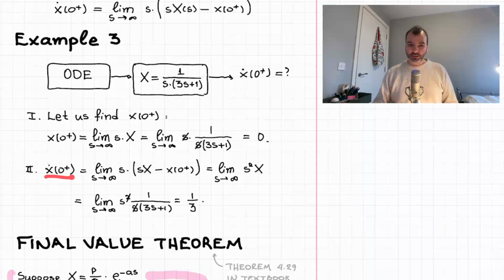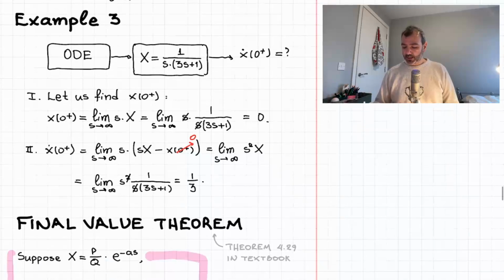Second step, x dot at 0 plus is the limit as s goes to infinity, s times the Laplace of x dot, which is this. Actually, let me better write this down. This we said already is 0. We found out here. So it is s squared times x. And this turns out to be 1 over 3, using the same rule for rational functions. So that's it. We can determine the initial value and the initial slope. We can determine the initial curvature as well, if you like. We can determine x double dot at 0 plus.